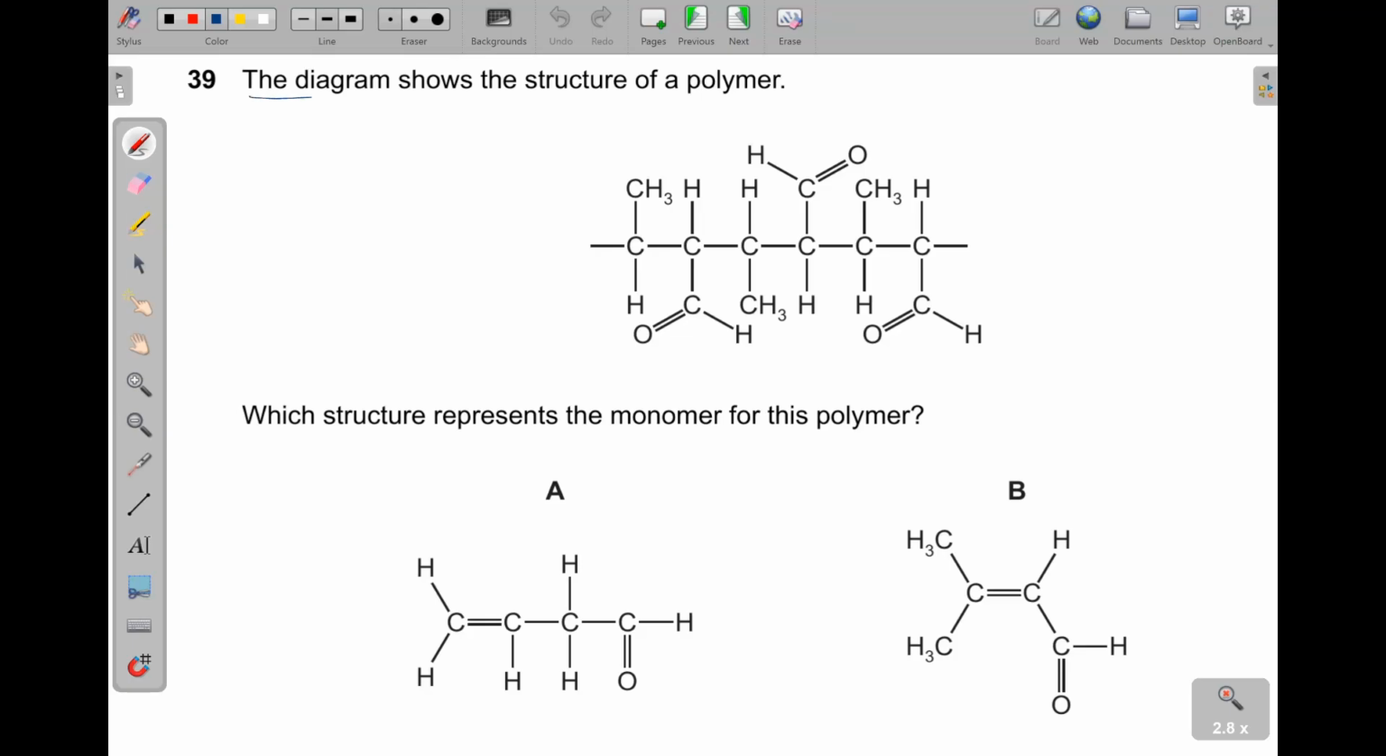Question 39. The diagram shows the structure of a polymer. Which structure represents the monomer of this polymer? Now, when we look at all of these bonds, they are single bonds between the carbon atoms. This must be coming from an addition polymer.